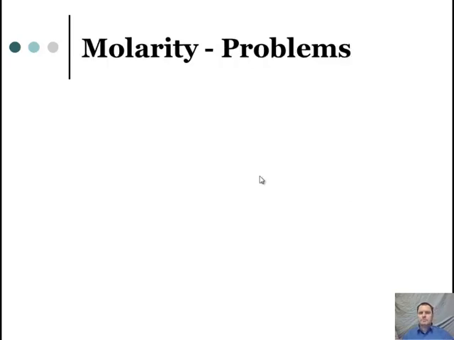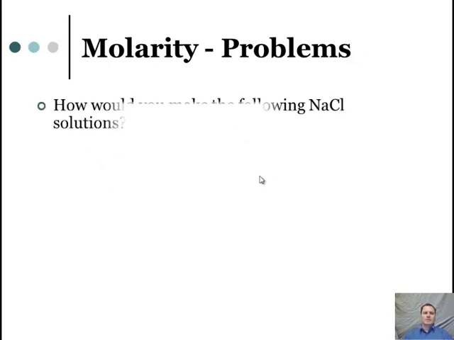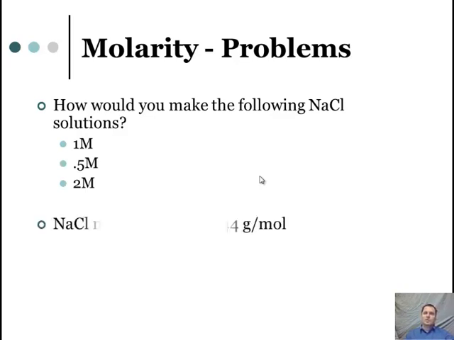There are several types of molarity problems that we're going to do. Let me give you an example of some of them. Like, how would I make the following sodium chloride solutions? If I want to make a 1 molar, a 0.5 molar, and a 2 molar, what would I need to do? Well, remember, molarity is moles per liter. So the first thing I have to find out is my molar mass, or what does 1 mole of sodium chloride weigh? Look at your periodic table. I'll save you the time. It's 58.44 grams per mole.